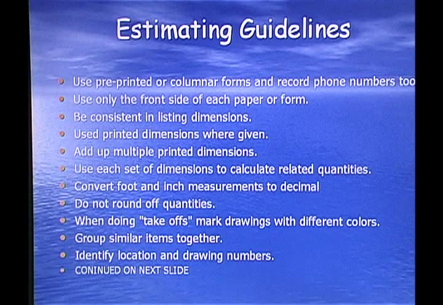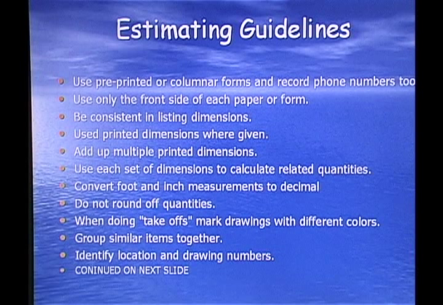Estimating guidelines. Use pre-printed or column forms and record phone numbers as well. Use only the front side of each paper form. Be consistent in listing dimensions. Use printed dimensions where given. Add up multiple printed dimensions. Use each set of dimensions to calculate related quantities. Convert foot and inch measurements to decimals. Do not round off your quantities.